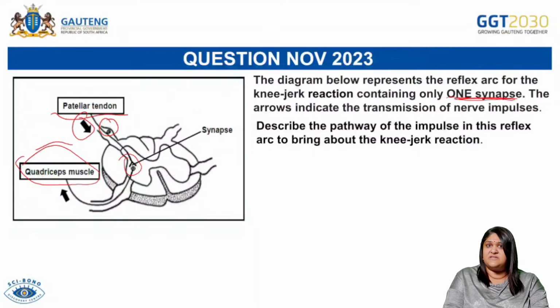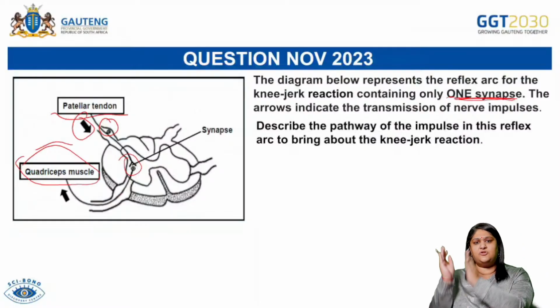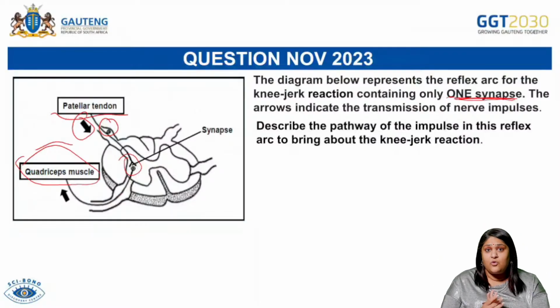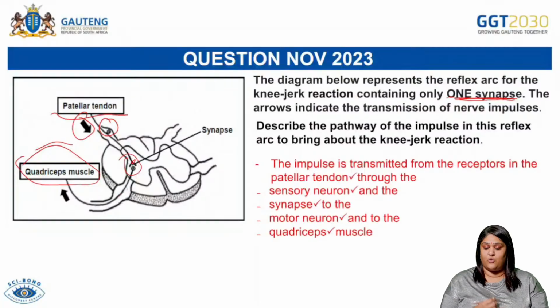So it's very important. I know that in class they've taught you it goes from the sensory neuron to the interneuron to the motor neuron. However, not all reflex actions follow this pathway. In this particular one, there's no interneuron. So the connection is purely between the sensory neuron and the motor neuron. So in your answer, you need to talk about all of these points and not talk about an interneuron, because there is no interneuron here.